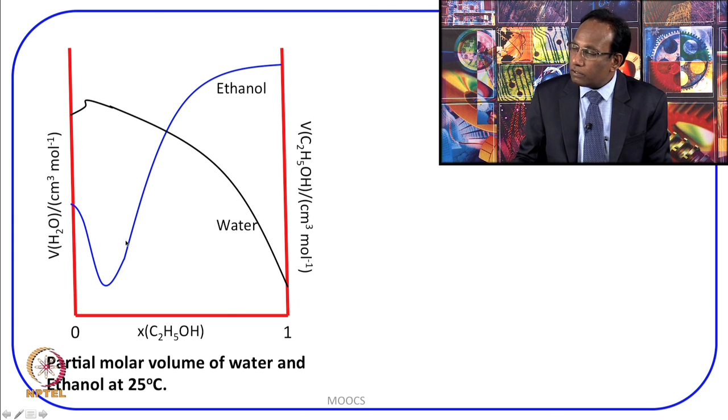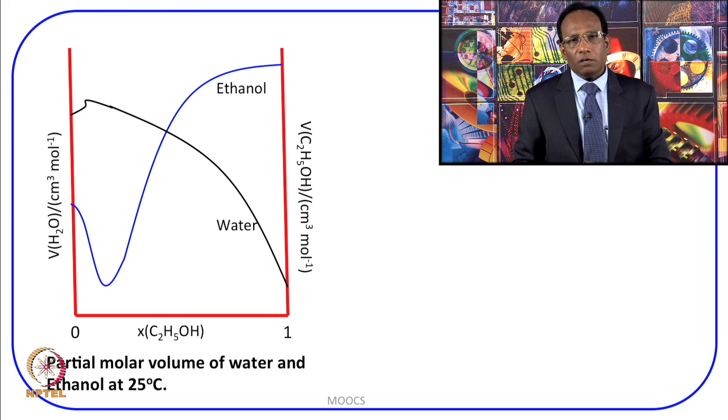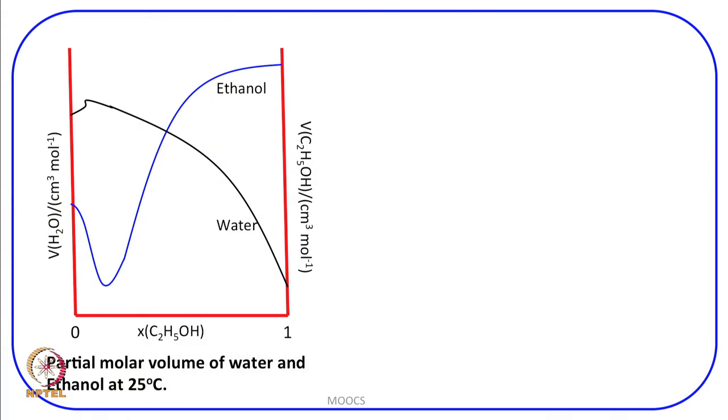This type of variation in partial molar volume against the composition of one of the components provides good information on the nature of intermolecular interaction. And as we just discussed, the partial molar volume is the derivative of total volume with respect to the number of moles of a particular component. So, let us take a look at the second figure.